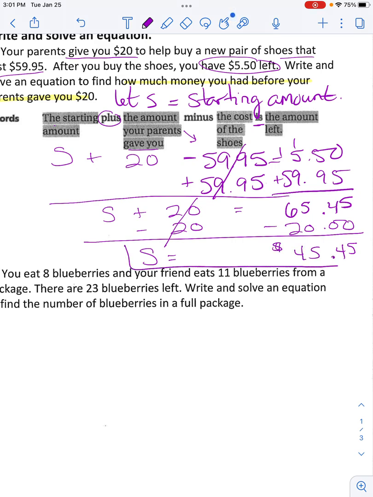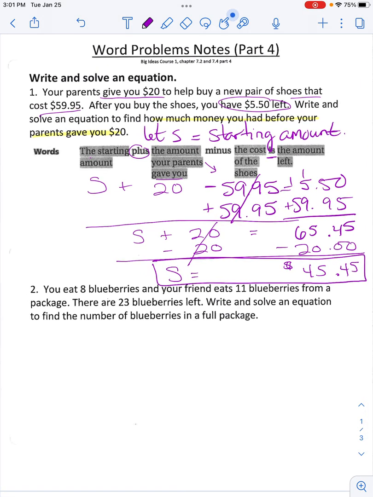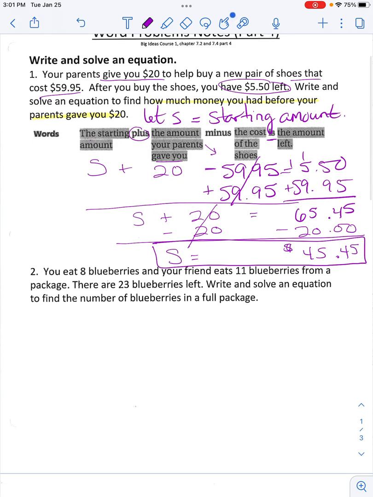Okay, so we started with $45.45. Okay, our parents gave us the $20, which would have made it $65.45, and then we spent $59.95 of it, leaving us with $5.50. So it does make sense. Okay, let's look at the next one.